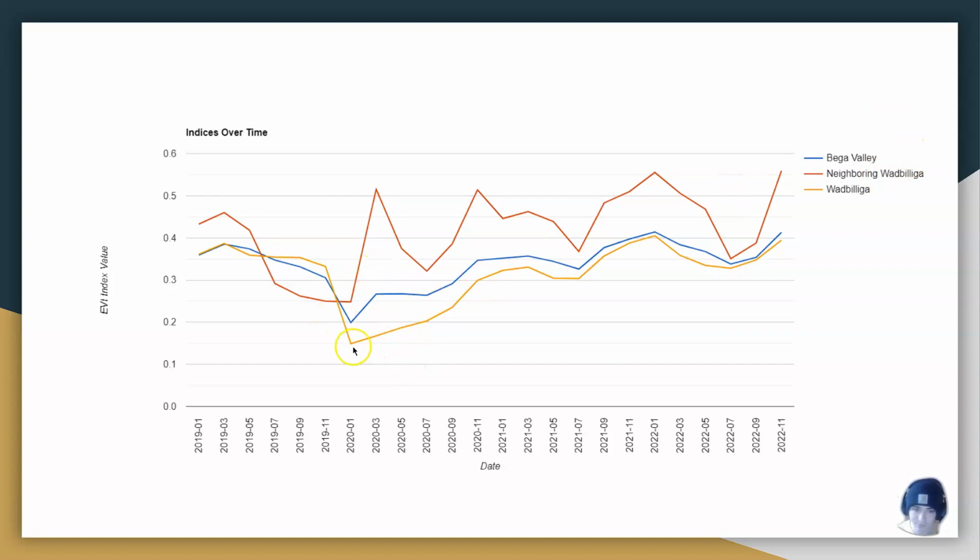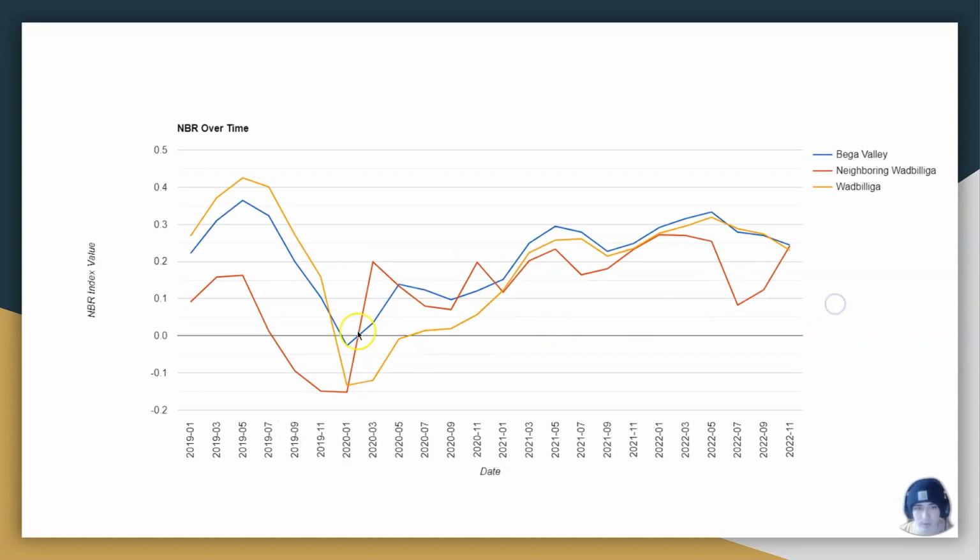And then again, Wadbilga, the national park, is hit harder than Vega Valley as a whole, and then all of them really steadily decrease again to pre-fire levels. So it's like back to what it was before. And then NBR, which I really feel is the best, which makes sense. It's for analyzing burned areas, and this is a burned area.